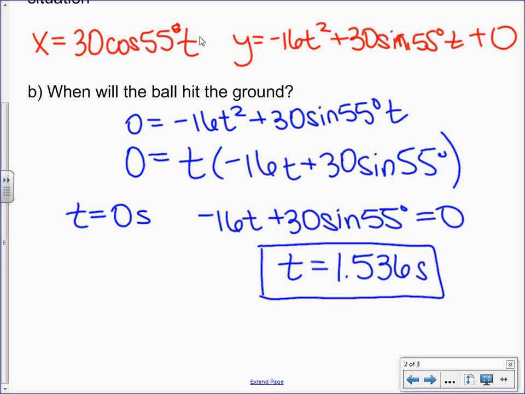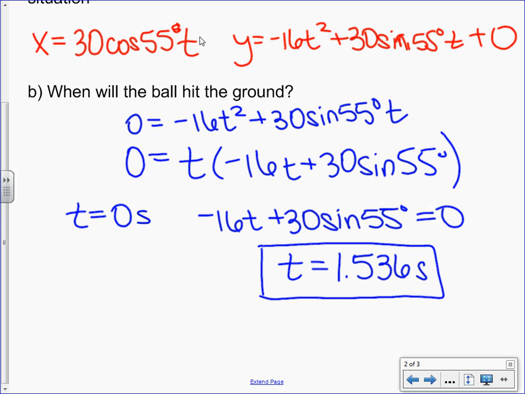In this quadratic formula, what do you do with the sine? Well, 30 sine of 55 would be your coefficient. So that is your b value. Okay? 30 sine of 55 is your b value. So this is a number less than 1. I would put it in as 30 sine of 55, and then when you're doing the quadratic formula.